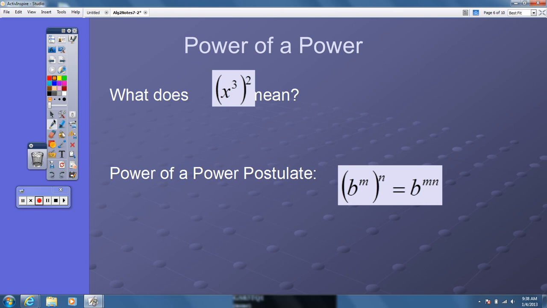Okay, power of a power. This one, what does this mean? x to the third squared. Well, that means x to the third times x to the third, and we know what that means. That means you can add those. So that is x to the 6th. Is there a shortcut here? Yes, there is. You could have multiplied the exponents. Power of a power states if you have a power and it's raised to some power, you can multiply the exponents to get a total.